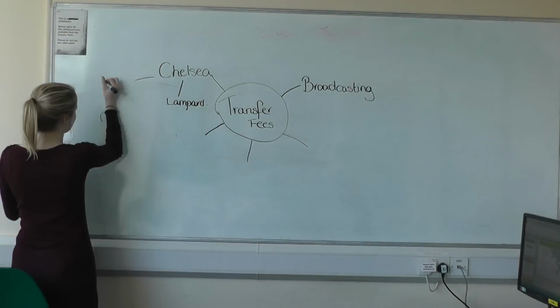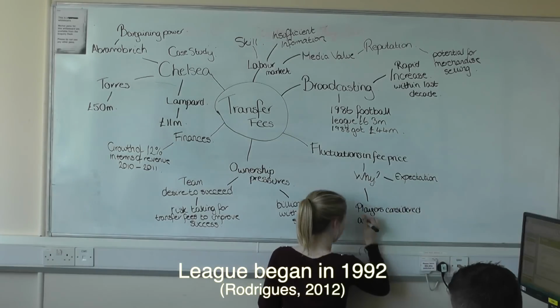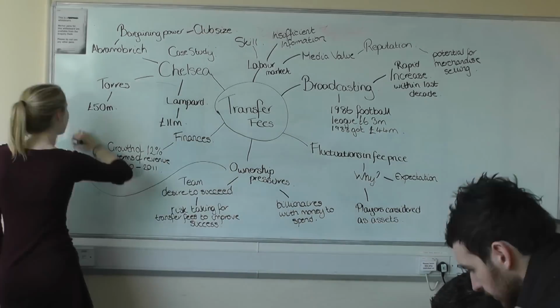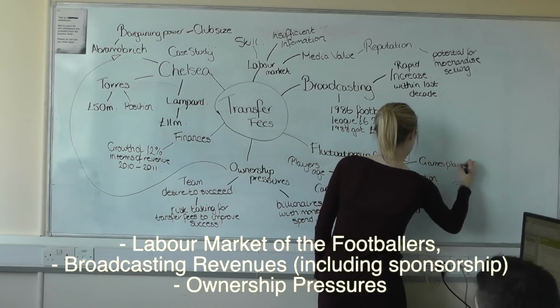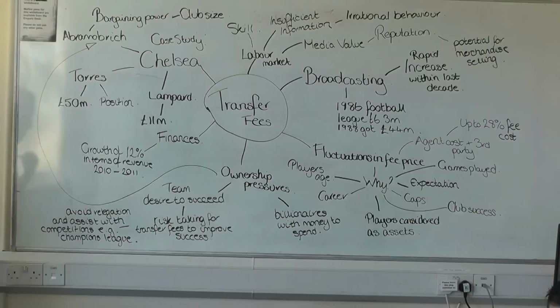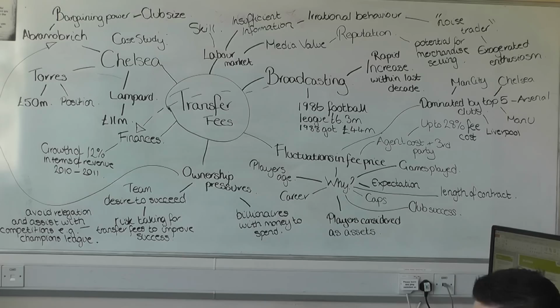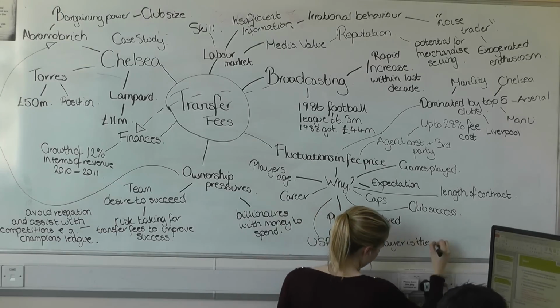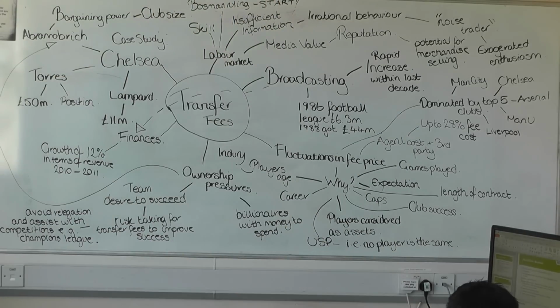This mind map shows the collection of issues surrounding the increasing transfer fees since the league began in 1992. The factors that are paramount include the labour market of the footballers, broadcasting revenues and ownership pressures. Premier League clubs consider footballers as assets. The transfer fee is therefore affected as the value of the player is determined by the strength of the individual asset. Player age, past performances, skill level and reputation are all part of this value.